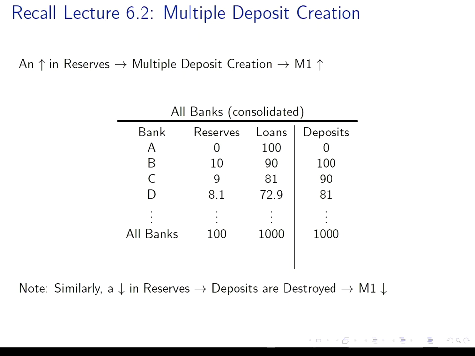Does that make sense? So this is a very simple, basic idea just to drill down the concept of multiple deposit creation. Okay? That's not what happens in reality. What happens in reality, or something close to that, is something that we will discuss today. One question: what happens if the central bank conducts an open market sale?